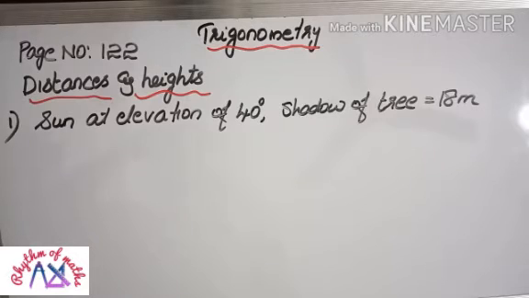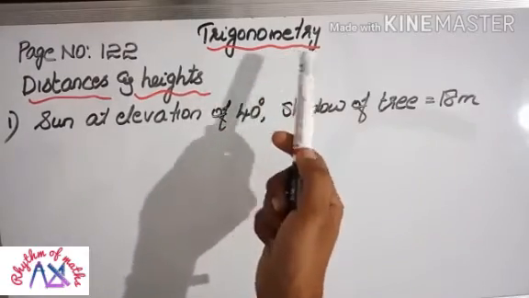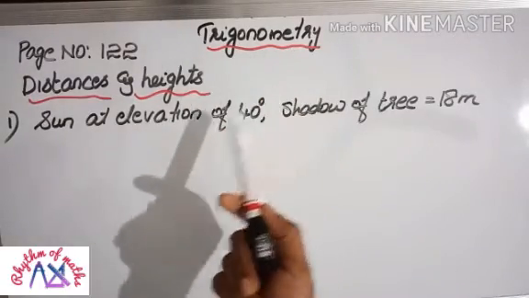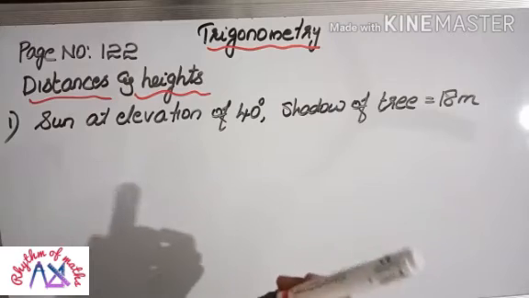So let's draw the figure first. The question is, when the sun is at an elevation of 40 degree, the shadow of a tree is 18 meter. What is the height of the tree? One more thing to remember, the figure will always be a right triangle, because I told you trigonometry is based on what? Right triangle. That means the figure will be a right triangle.